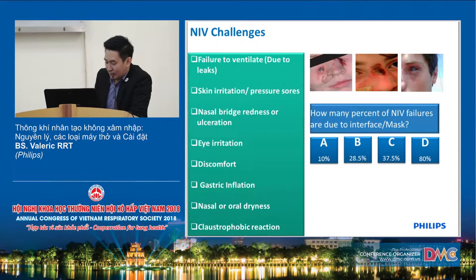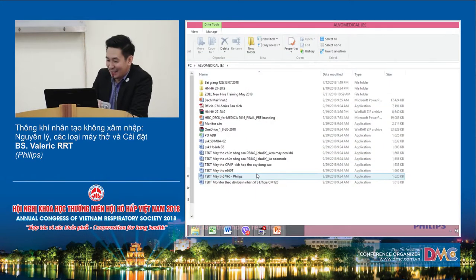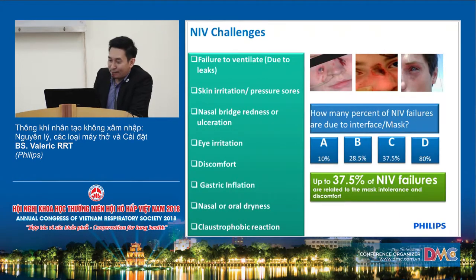Okay, the right answer is 37.5% of non-invasive failures are related to the mask. So it is a very crucial decision. Finding the right mask for your patient will lead you to successful non-invasive ventilation, but if you cannot find the right interface for your patient, it will lead to non-invasive ventilation failures of up to 37.5% based on the research.